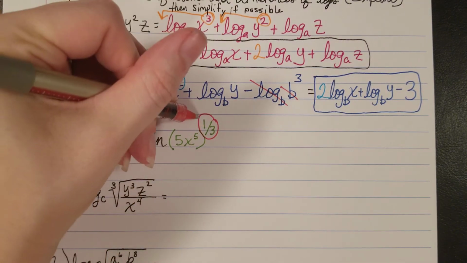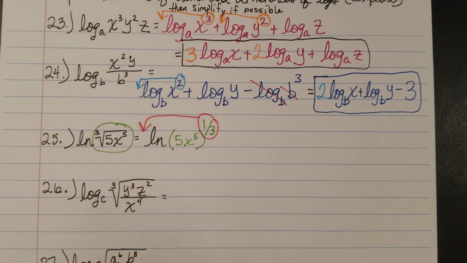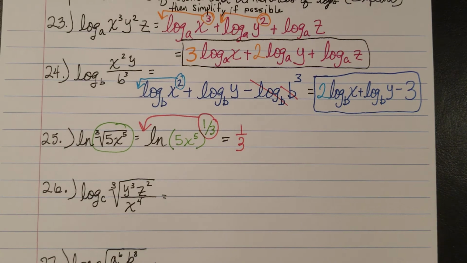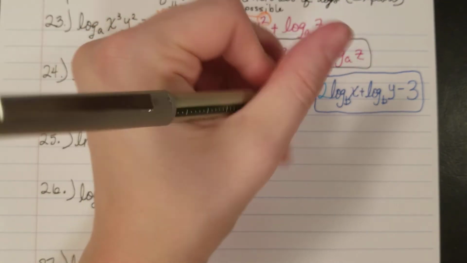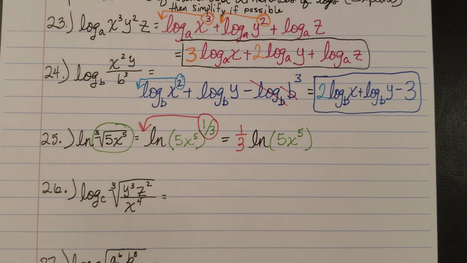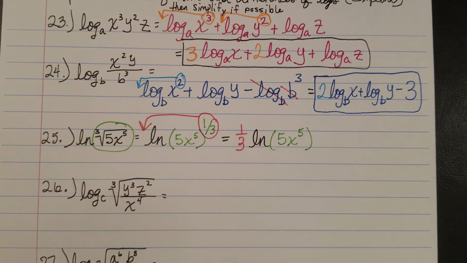So that 1/3 is going to be in the front. Okay. So 1/3 multiplied by the natural log of 5x to the 5th. Now, technically, I don't need the parentheses around 5x to the 5th. You'll see on the homework and stuff, they may not put them, but it just makes me feel better, especially if I have like a 5 and x to the 5th. I don't know why. It's not necessary, but like I said, it just makes me feel better. I like to practice safe math and always wear my parentheses.